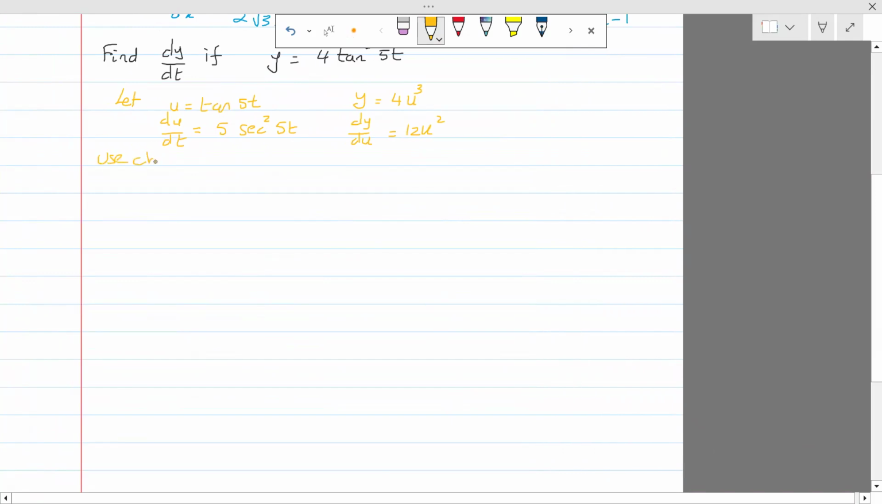So use the chain rule, dy by dt equals dy by du, which is 12u squared, multiplied by du by dt, 5 sec squared 5t. You already have it as here, so it's going to be 12 times tan squared 5t times 5 sec squared 5t, and this will become 60 times tan squared 5t sec squared 5t.